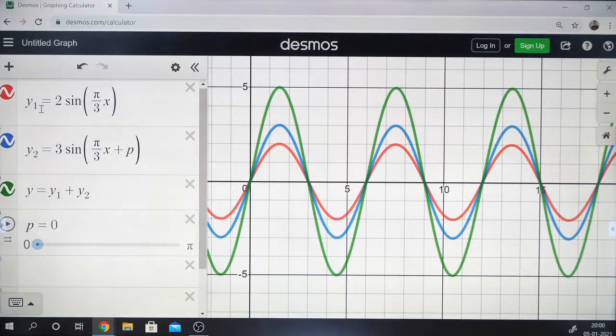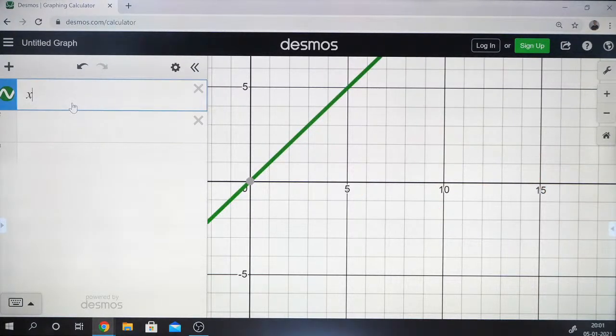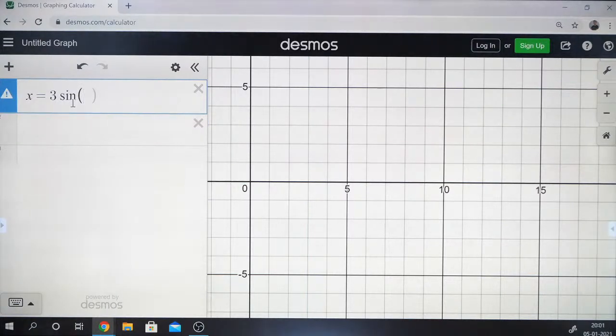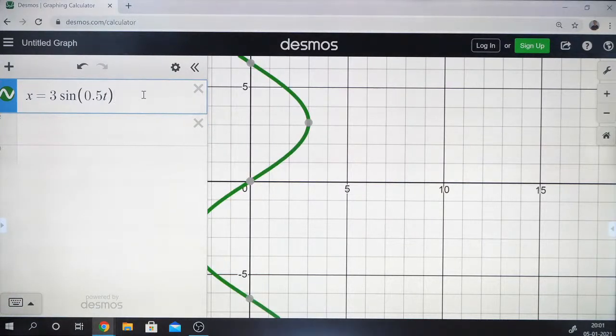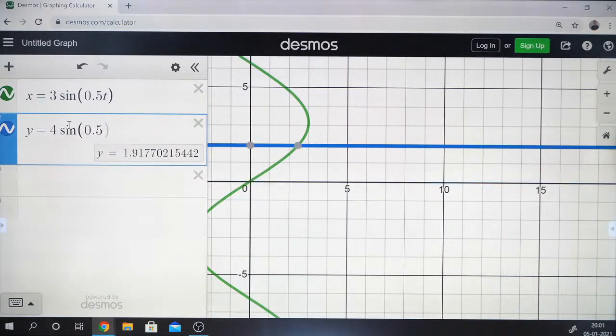Now, the last thing that I want to show you today. I hope this was very, very clear and very useful for all of you. You can also play with Desmos later on. So, x is 3 sine 0.5t, and y is, maybe, 4 sine 0.5t.